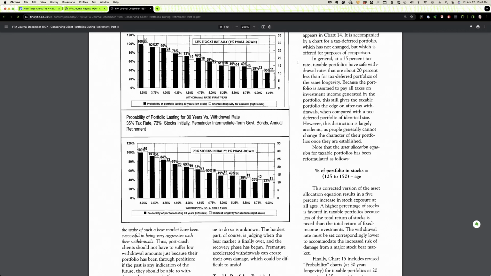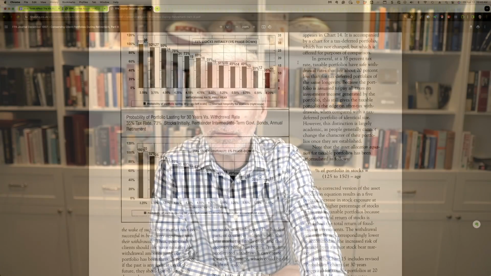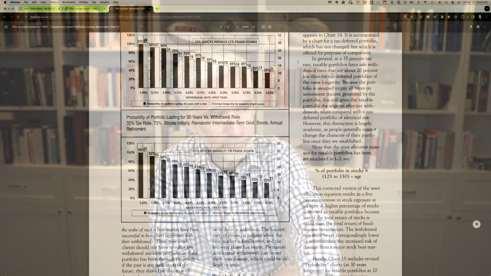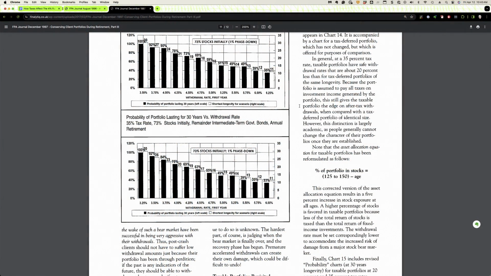He says, "In general, at a 35% tax rate, taxable portfolios have safe withdrawal rates that are about 20% less than for tax-deferred portfolios of the same longevity." Why? I have no earthly idea. And again, in his 1997 paper, he doesn't explain why, at least that I can understand. He then goes on, "Because the portfolio is assumed to pay all taxes on investment income generated by the portfolio," well, okay, fine. "This still gives the taxable portfolio the edge on after-tax withdrawals when compared with a tax-deferred portfolio of identical size." Again, that sentence doesn't make any sense to me.